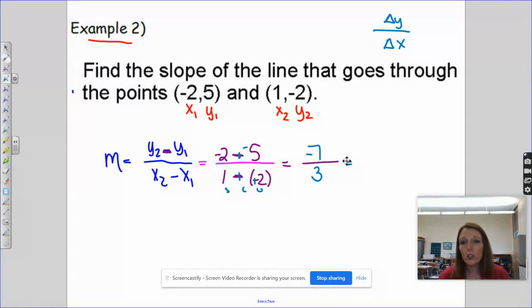So I do know for sure that since it's a negative divided by a positive, this is a negative slope. The answer is negative, and that means this line is going down, right? And then I'm going to leave it as 7/3. I can't simplify that. I don't want to change it to a decimal because remember, I want to keep those two pieces so I can look at them and know that this line is going down 7/3.